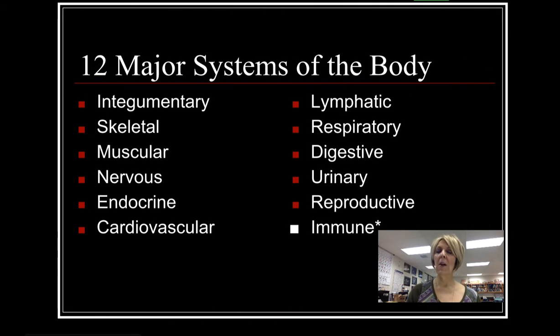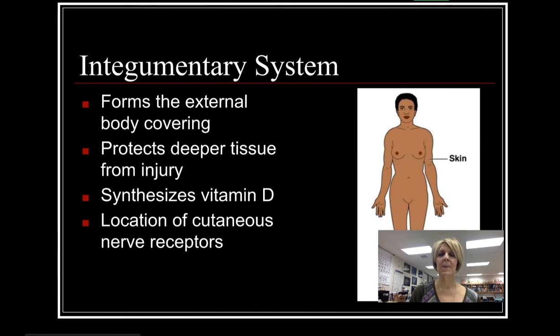So there are 12 body systems in the human body. Some simpler animals don't have all 12 of these, and some of these we're going to be talking about in my course, and some we will not have time for, but these are the 12 major systems of the body and their major functions. The first one is the integumentary system. That is the system that has to do with skin. Skin is actually an organ system.